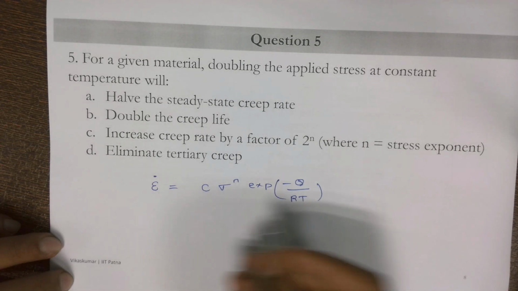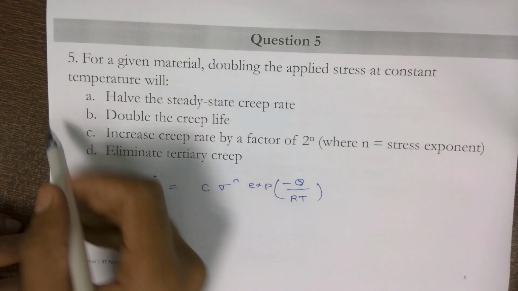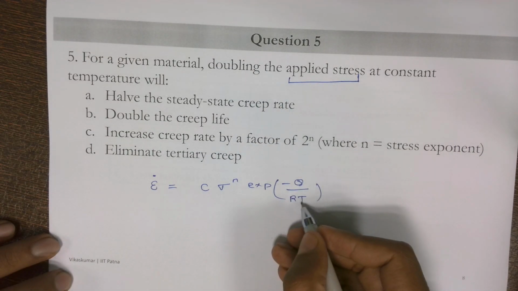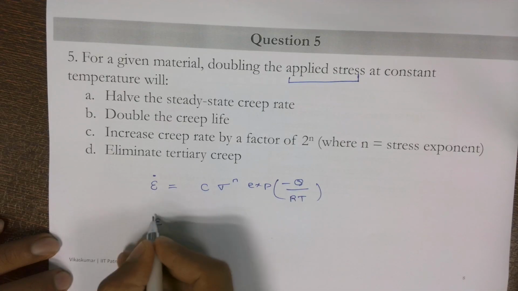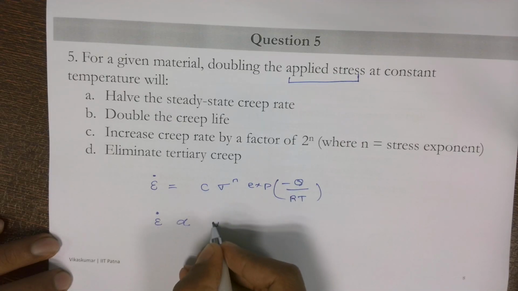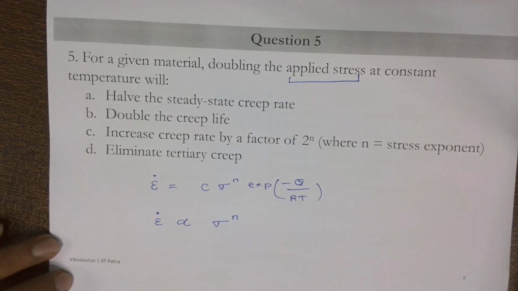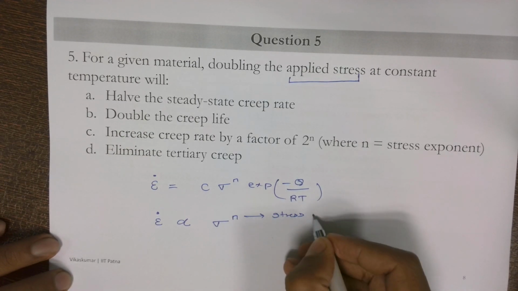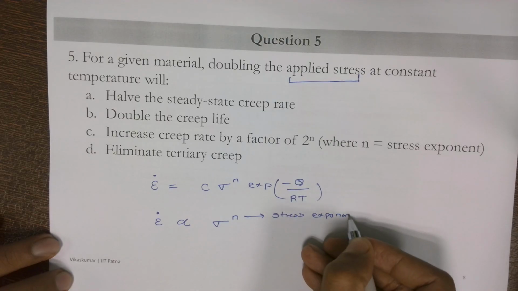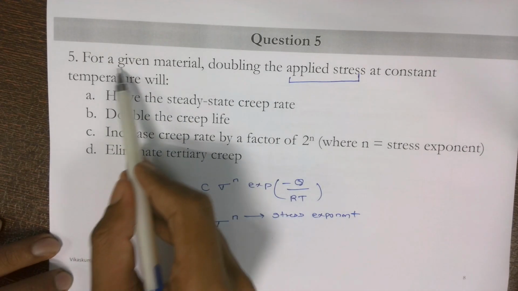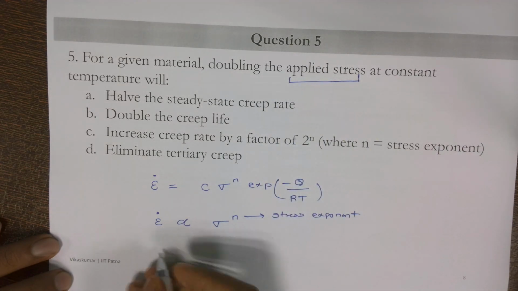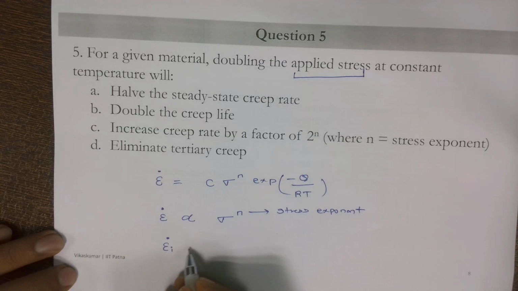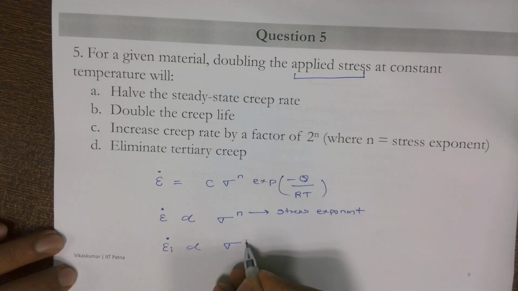So let's say, since we are only talking about the applied stress, all the remaining factors are constant, so T is constant. So here we can see that the creep rate is directly proportional to the stress applied to the power of n, and n is the stress exponent. What will happen? Doubling the applied stress. Okay, let's say the first one was the initial strain rate, corresponding to sigma to the power of n.